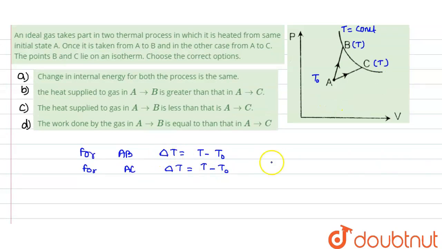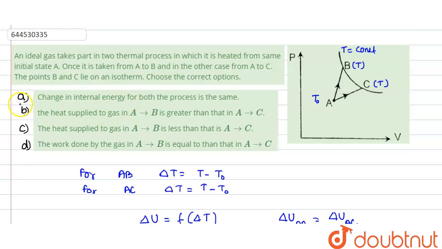Now if delta T is the same, we know that for an ideal gas, delta U, the change in internal energy, is a function of the change in temperature. We can say that it would be n Cv delta T. If delta T is the same, then delta U would be the same for the part AB as well as for the part AC. Because the change in temperature is the same, the change in internal energy would be the same. So in both processes, delta U would remain the same.